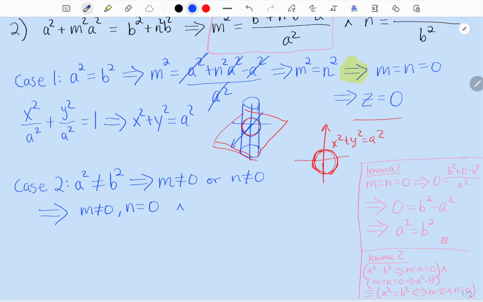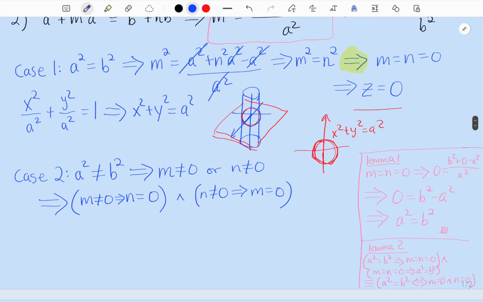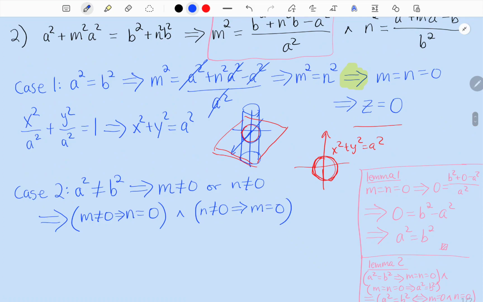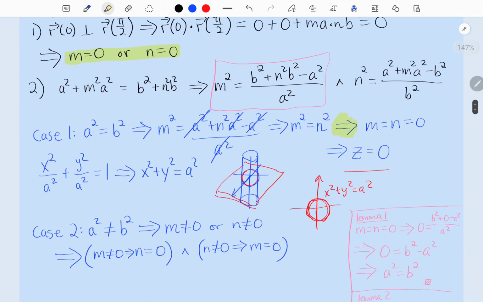And if n is the one not equal to 0, then m is the one that is 0. Okay, so we get that. We have one non-zero number and one 0 number. So let's take the case where m is non-zero and n is 0. I'll probably just highlight this part, that is sufficient.